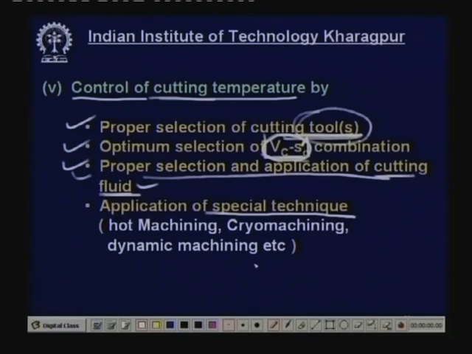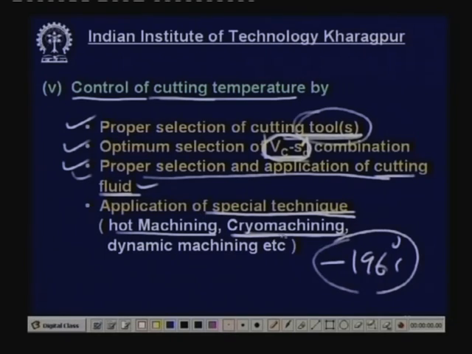It has already been mentioned at the beginning of this lecture. There is a technique like hot machining, which softens the work material, so the machining force decreases, the energy requirement decreases, and heat generation decreases. So overall temperature may decrease because of hot machining. Cryo machining: if we apply a cryogen like liquid nitrogen at minus 196 degrees Celsius, then the heat will be absorbed and taken away by this cryogen, and temperature will come down. Then dynamic machining, which was discussed earlier: the cutting force can be reduced by reducing friction and so on, by more effective cooling, and temperature will come down. So, these are the basic methods of controlling cutting temperature.